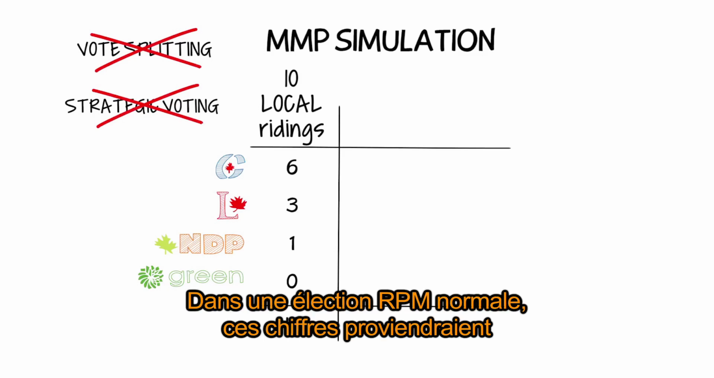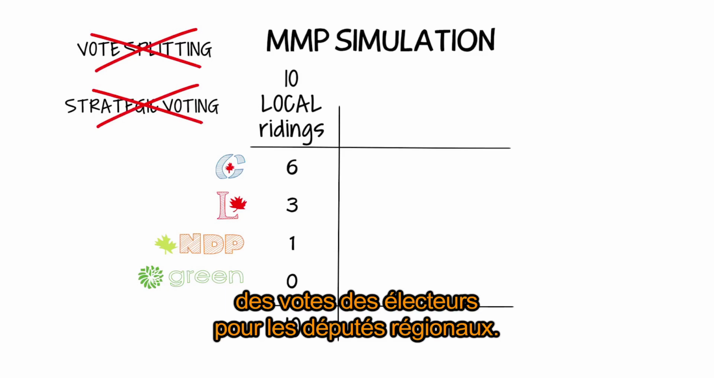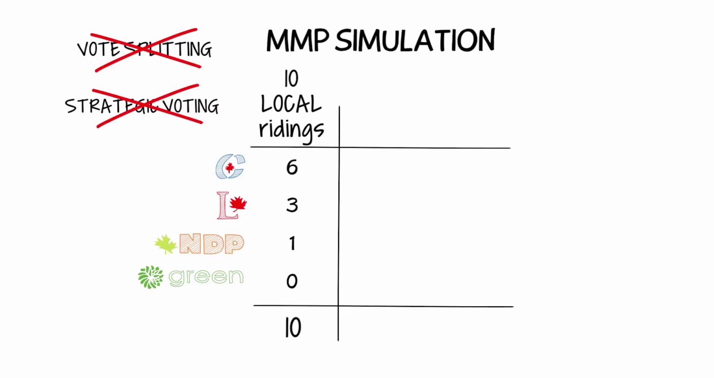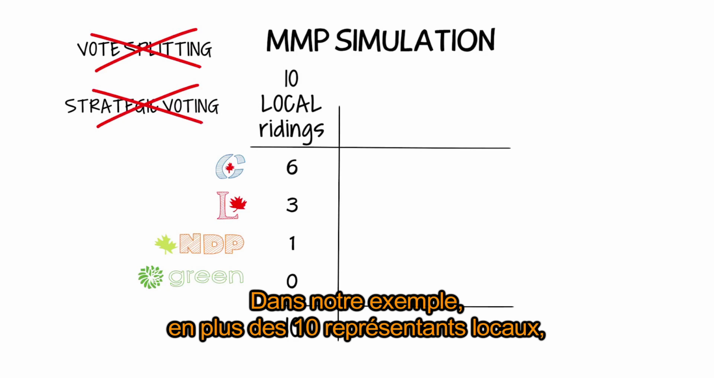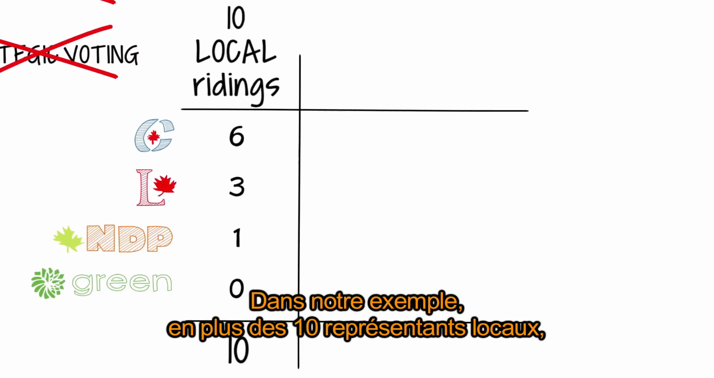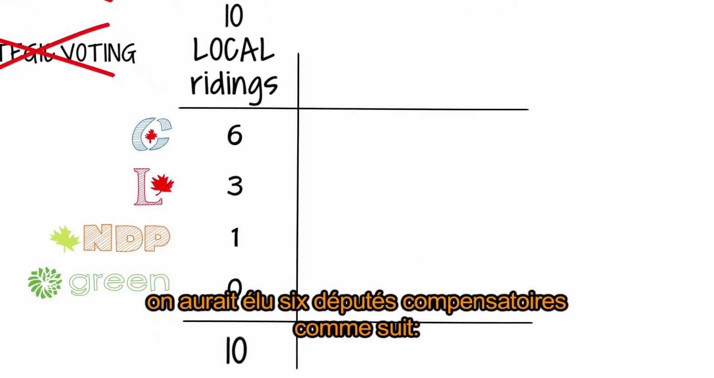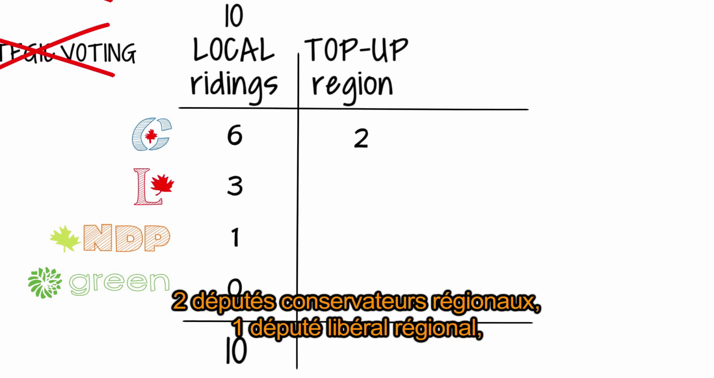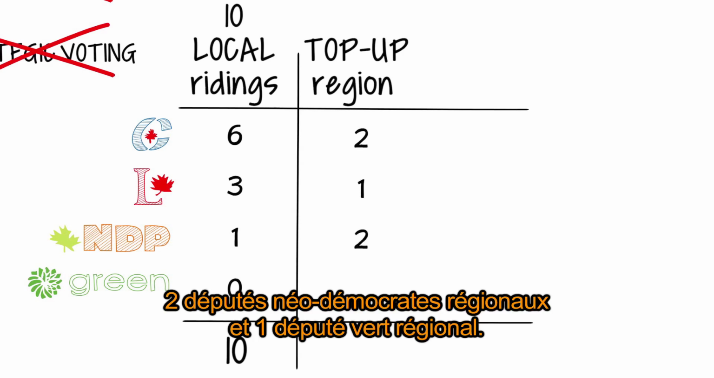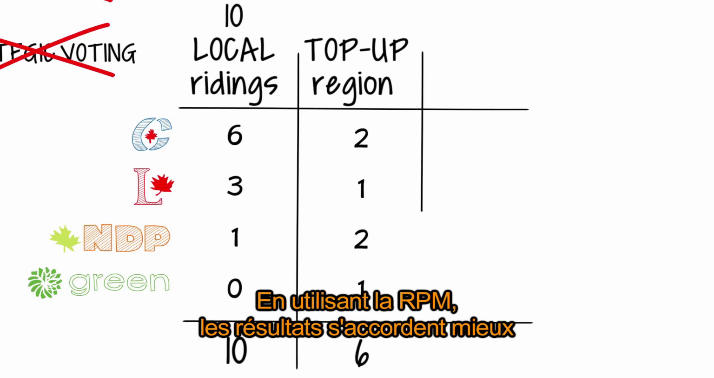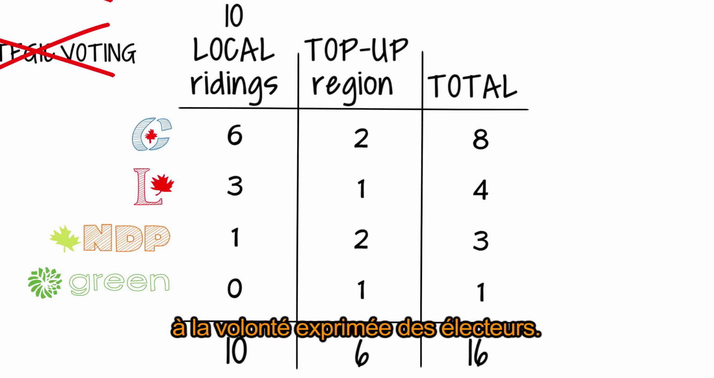These estimates in a normal MMP election would come from the second votes that voters had marked on their ballots for regional representation. In our MMP model example, in addition to the 10 local members elected, voters would have also elected these 6 MPs from their top-up region: 2 Conservative regional MPs, 1 Liberal regional MP, 2 New Democrat regional MPs, and 1 Green regional MP. By using MMP, the results are a closer match to what voters actually said with their votes.